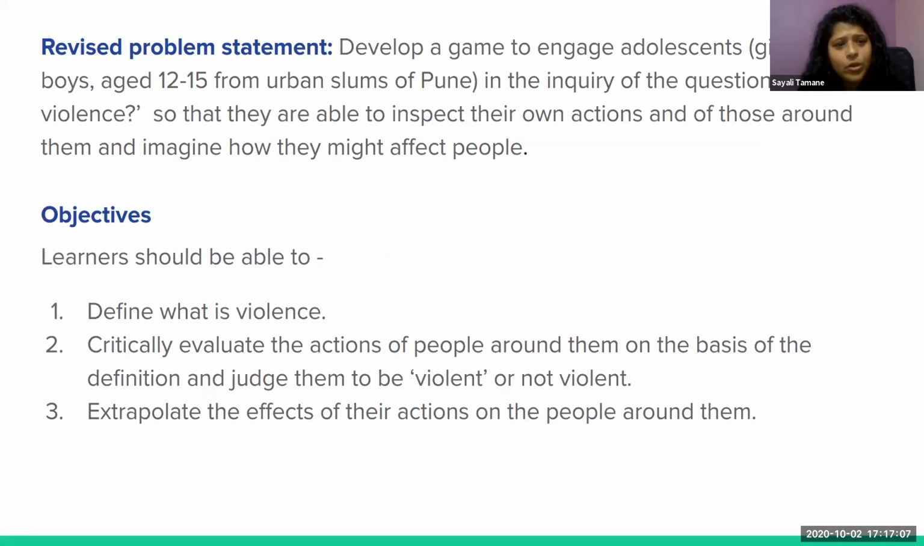So what we did was we revised our problem statement, or I would rather call it a task statement. And so here we said that we want to develop a game. Earlier we hadn't mentioned what kind of activity it is. So we now said we want to develop a game to engage adolescents. And by adolescents, we meant girls and boys both, aged 12 to 15, from urban slums of Pune.